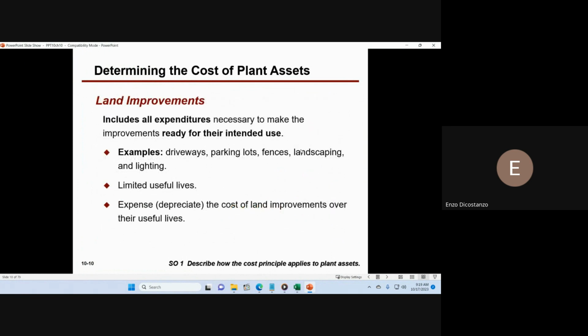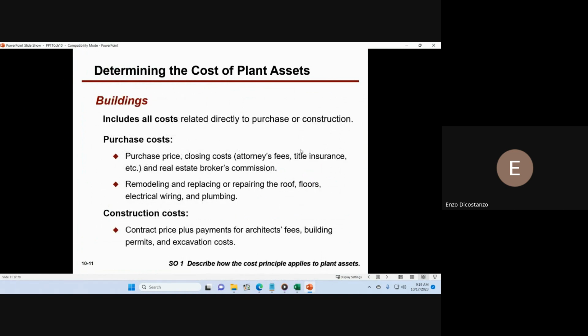Land improvements include all expenditures necessary to make the improvements ready for their intended use: driveways, parking lots, fences, landscaping, with limited useful lives. Depreciate the cost of land improvements over the useful life. Buildings include all costs related directly to purchase or construction: attorney's fees, title insurance, all that. Those are purchased, remodeling and replacing, repairing roofs, floors.